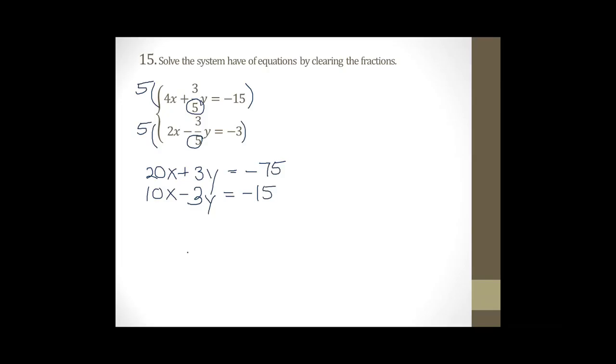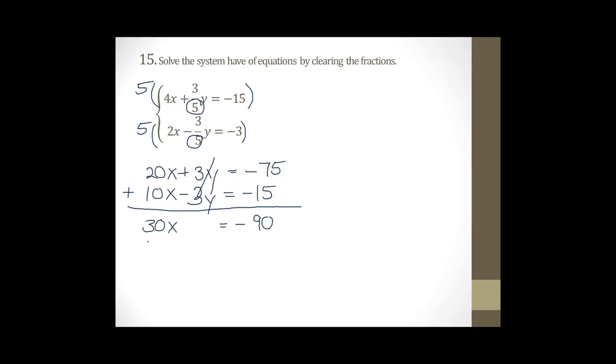So I cleared the fractions. Now I can choose either one of the methods to solve a system of linear equations. And in this case, because they are nicely lined up, and especially I got a positive 3y and a negative 3y, I'm going to choose elimination. And I'm just adding down. So 20x plus 10x gives me 30x. And then 3y minus 3y cancels out to be 0. And negative 75 minus 15 equals negative 90.